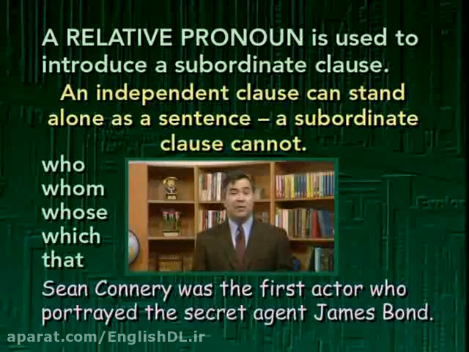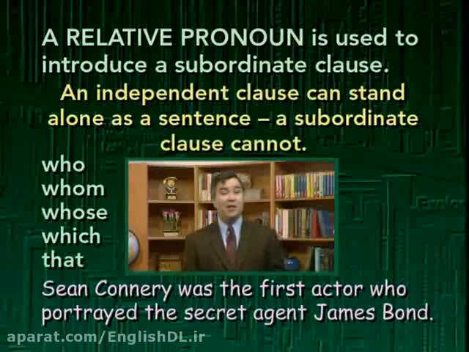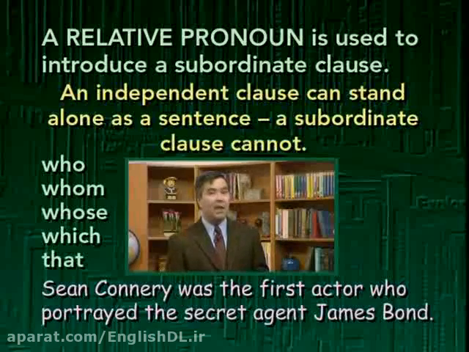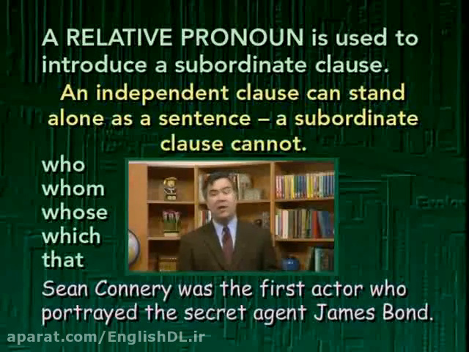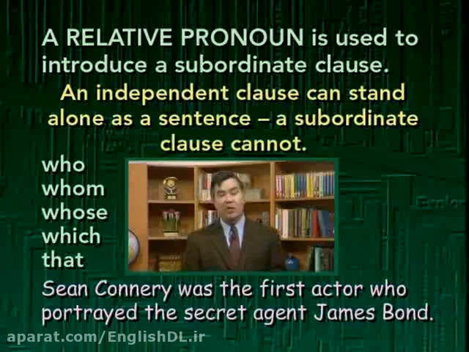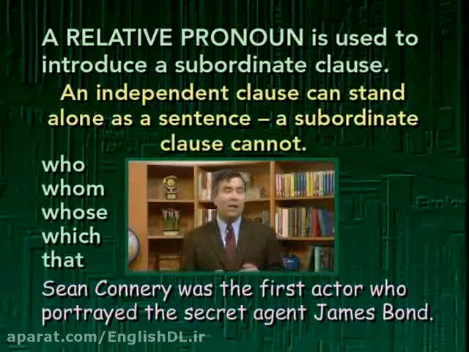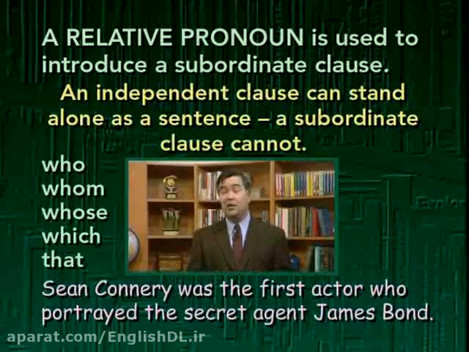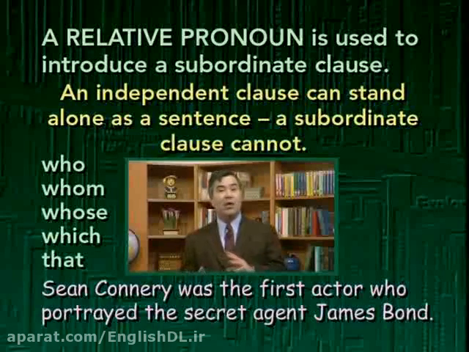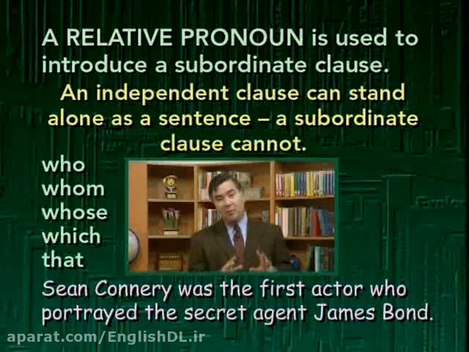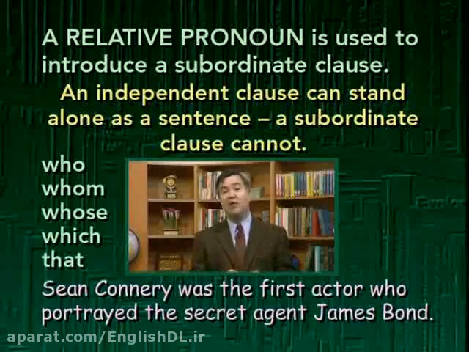Sean Connery was the first actor who portrayed the secret agent James Bond. Now here we have the relative pronoun who, introducing the subordinate clause, who portrayed the secret agent James Bond. Perhaps you can tell from the way that subordinate clause sounds that it can't stand alone as a sentence. It exists in the sentence to give more information about what kind of actor Sean Connery was.